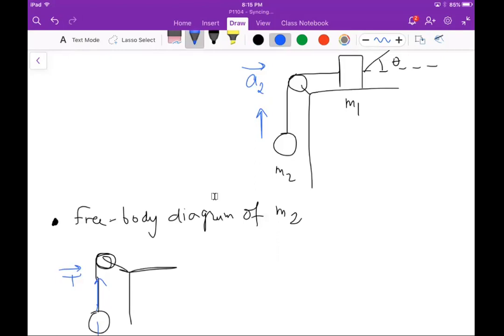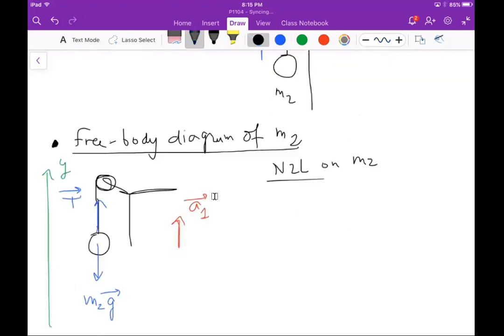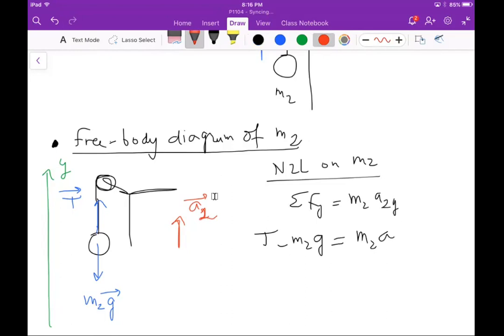Okay, that's number one. Number two, if we said that the block M1 is moving upward with this acceleration A1, we need to take the reference for us. So this is the Y reference. And let's now just apply Newton's second law on the block M2. It gives sum of Fy is equal to M2 Ay. Of course, I've taken the Y projection because the object is moving upward. So we end up with plus T minus M2G is equal to M2 A2, so it's equal to plus M2 times A. So that is the first equation out of this block.